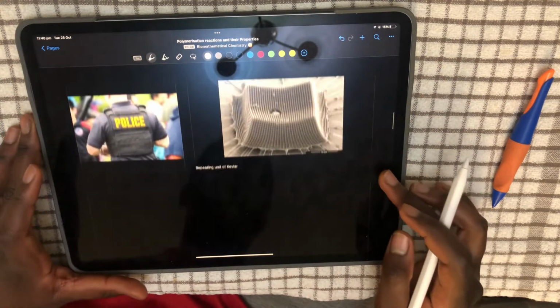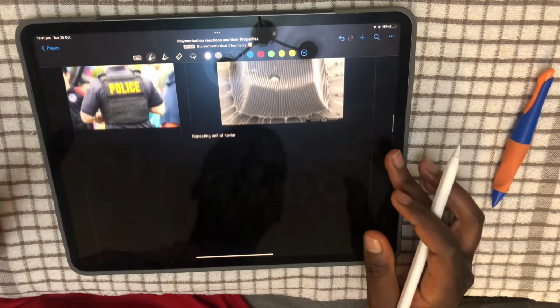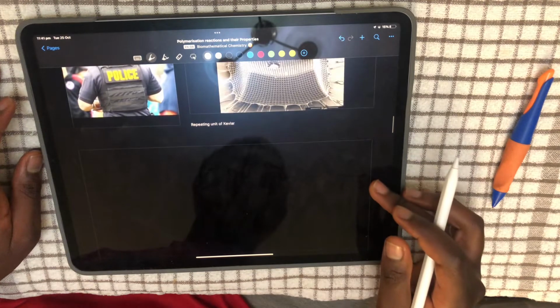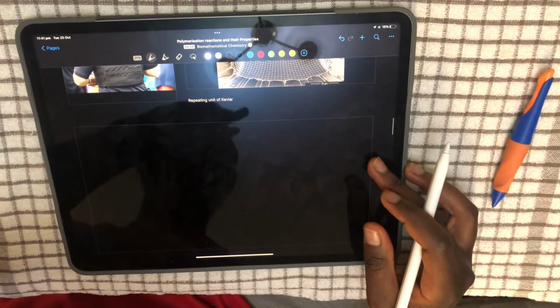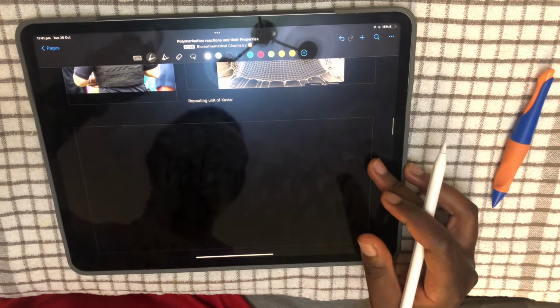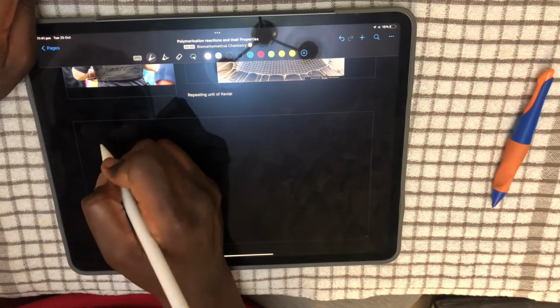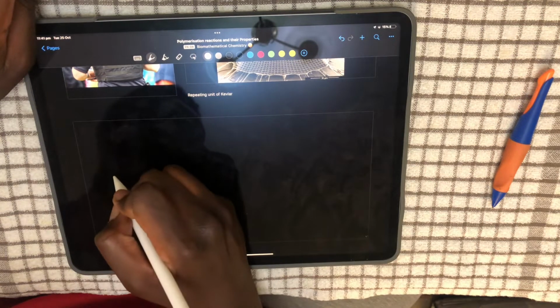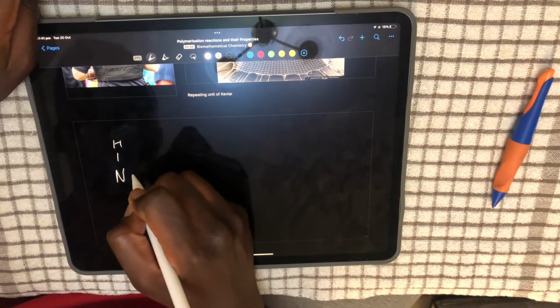So Kevlar is used, for example, in bulletproofing, as I said before, and body armor, and there's also another compound called nylon. But in the exam, there are only two examples of polymers that you need to know, and one of them is Kevlar, and I'll just draw the structure of it here. It's an amine group.